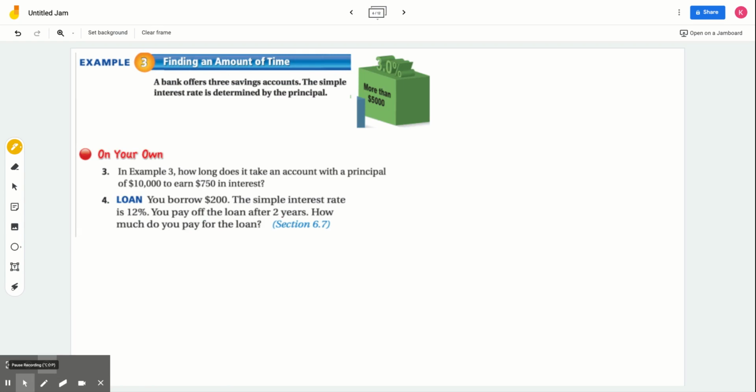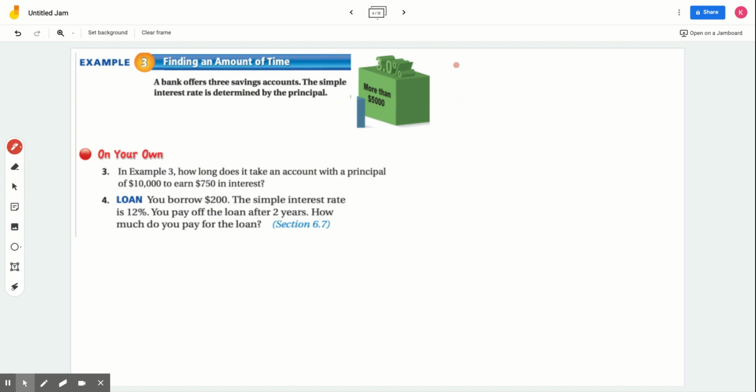Let's now take a look at number 3. So it says in example 3, how long does it take an account with a principal of $10,000 to earn $750 in interest? Well, if we go back to example 3, it says an account with more than $5,000 earns 3%.